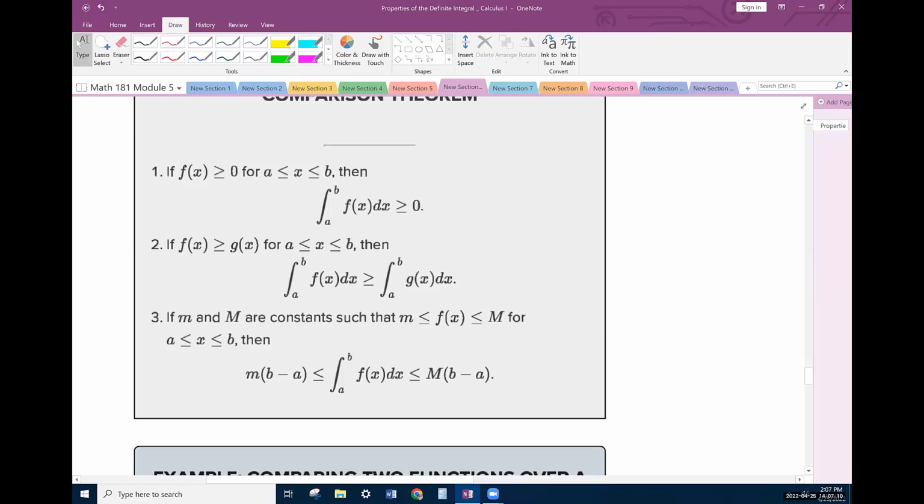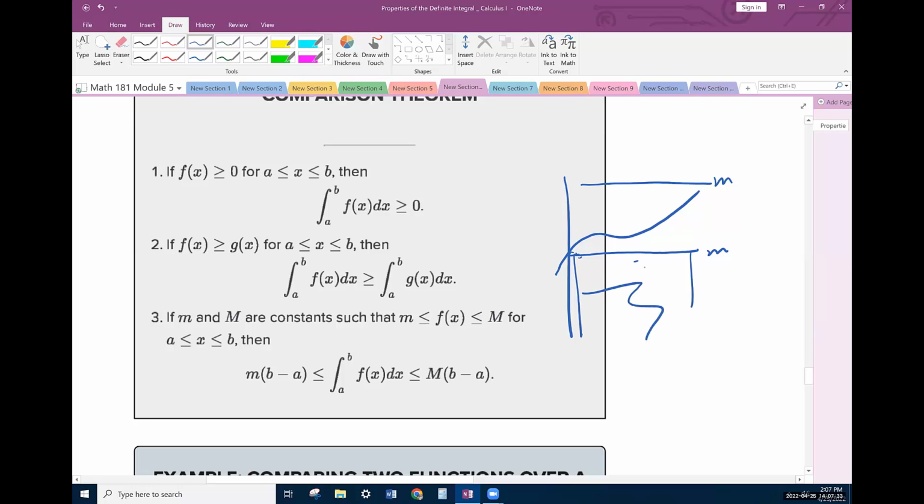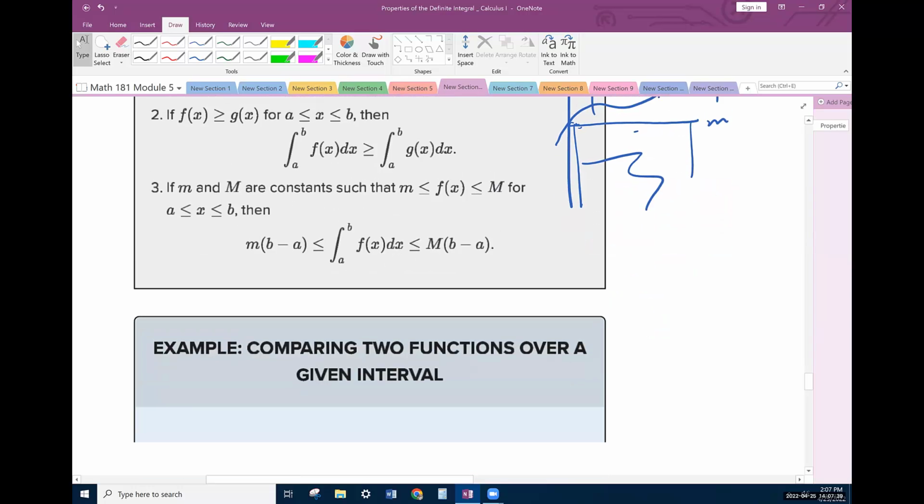If lowercase m and uppercase M are constants such that m is less than f of x less than M for the interval, then our lowercase m times the interval length is... it's like basically saying this. Here's your curve. Here's lowercase m, here's uppercase M. The area under the curve is going to be between the lowercase thing and the uppercase thing. It makes sense to me. I just don't want to throw anyone off.